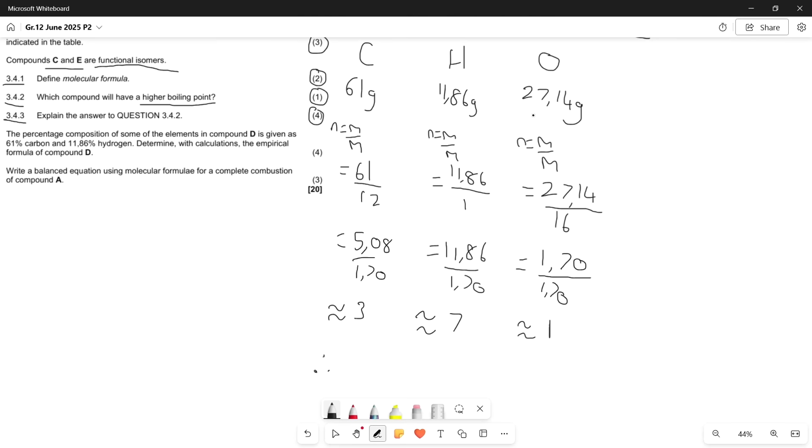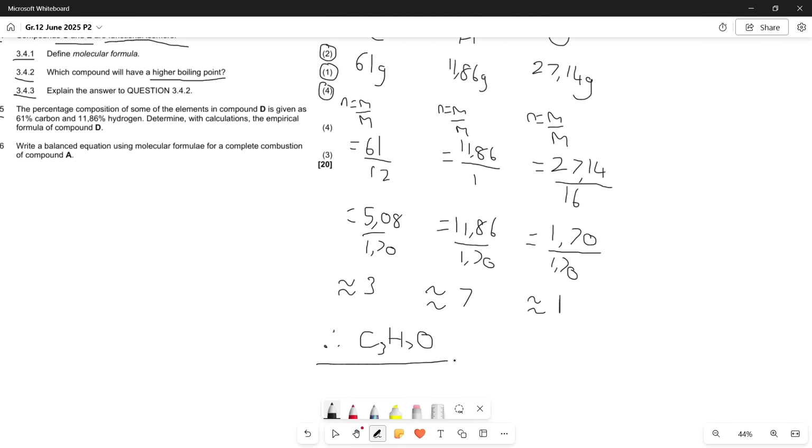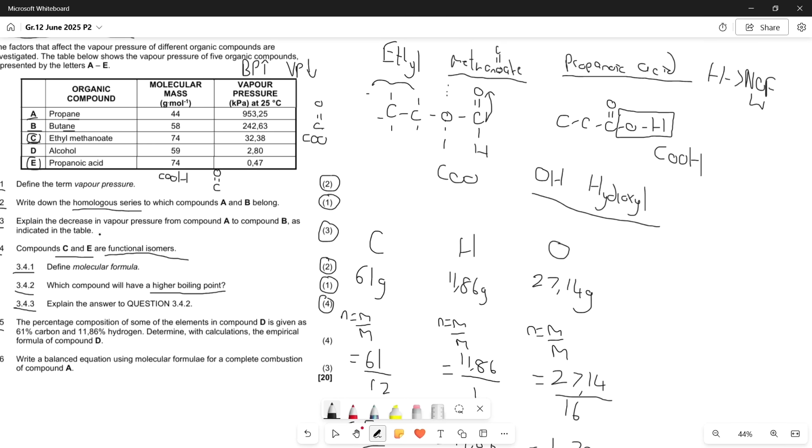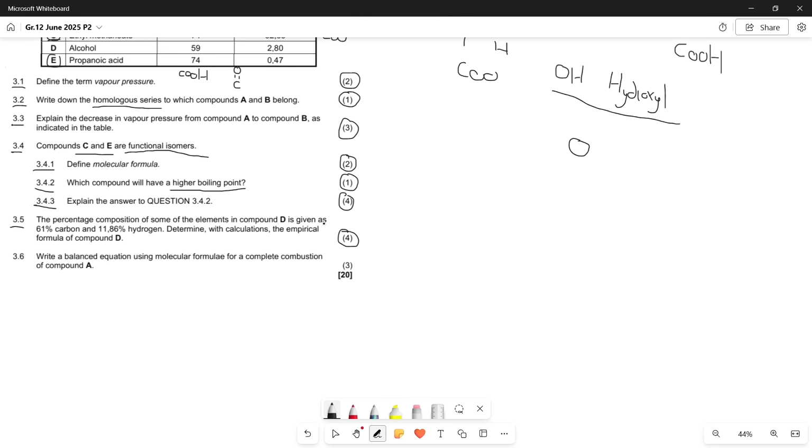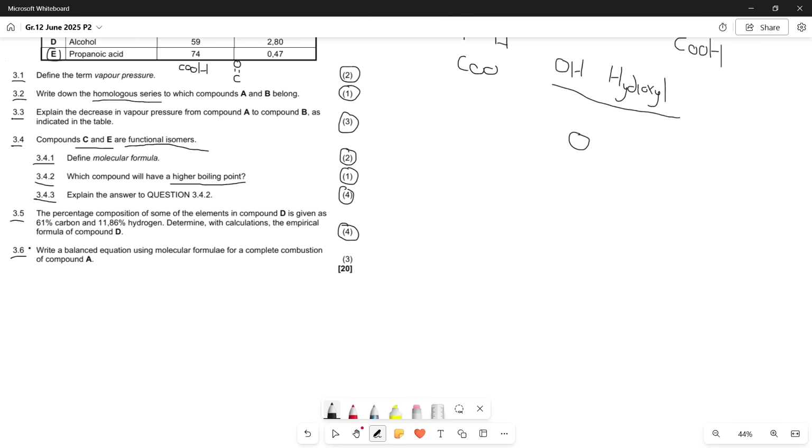of CHO, and that means we have C3H7, and then O is just 1 over there, so we don't have to write the 1. And this is our final answer for our empirical formula for this alcohol compound D, and that just earned us 4 marks over there. And then last question, 3.6 over here, says write a balanced equation using molecular formula for a complete combustion of compound A.